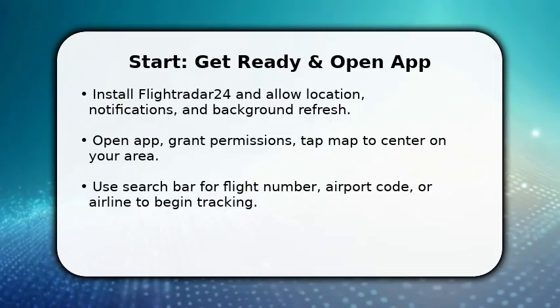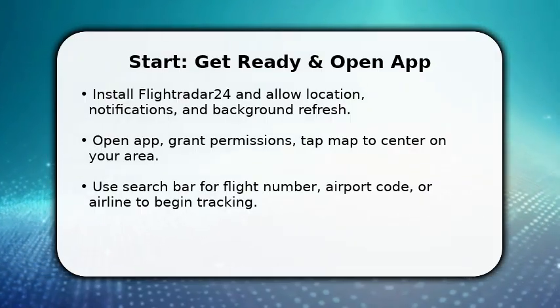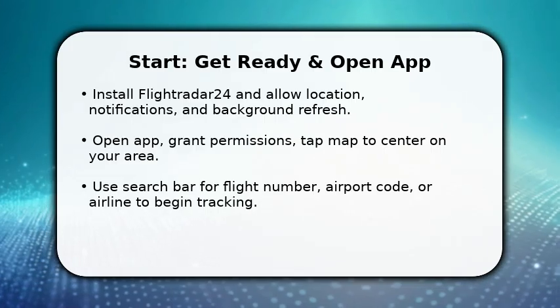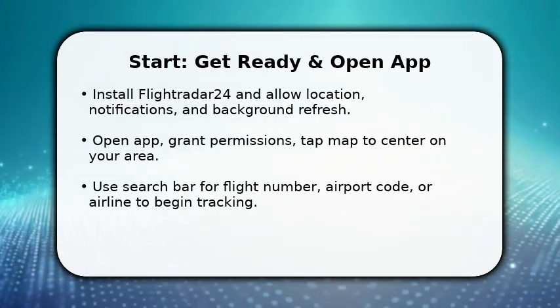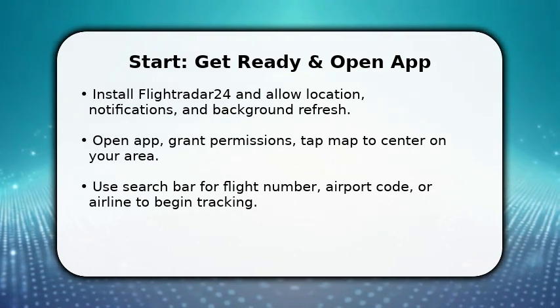Next, use the search bar to enter a flight number, airport code, or airline name to locate a specific target. Make sure to switch between map layers to match your needs. This first step gets you to live tracking quickly and accurately.